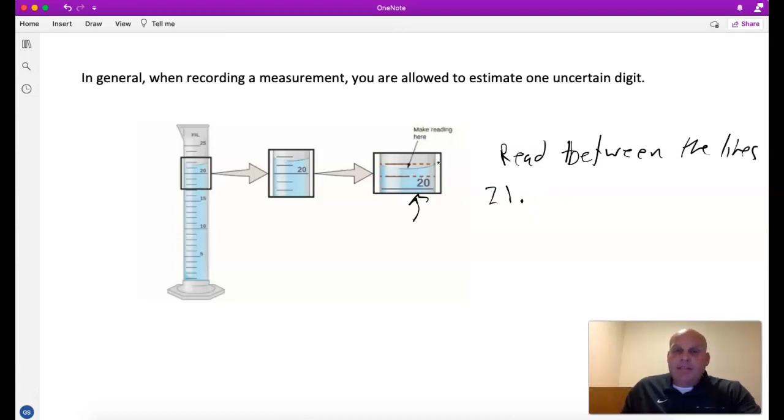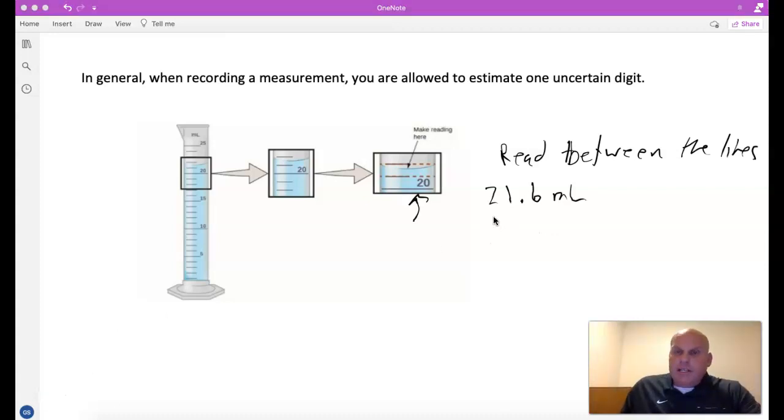Now, here's where the estimation comes in. I'm going to look at that. I'm going to say 21.6. The units here on the graduated cylinder are milliliters, so always remember your units. This is very important because this value that I've just measured is going to be used further along in calculations.